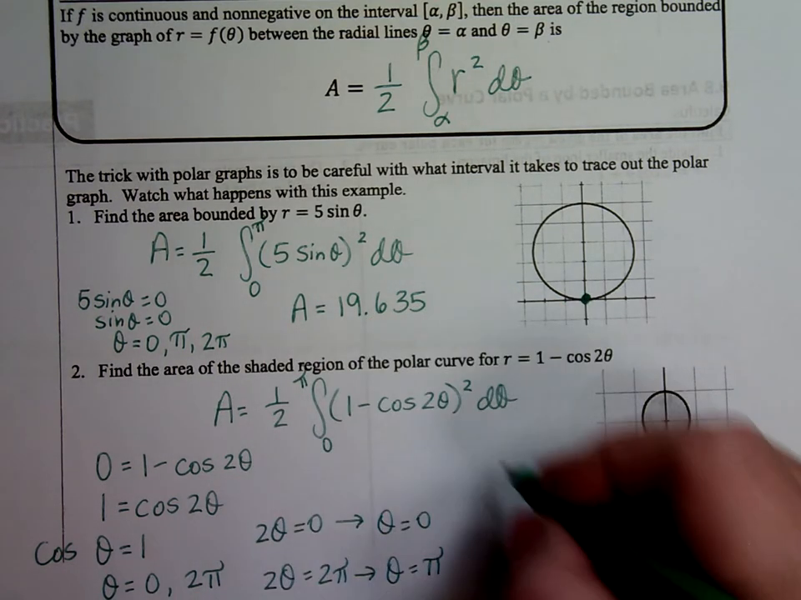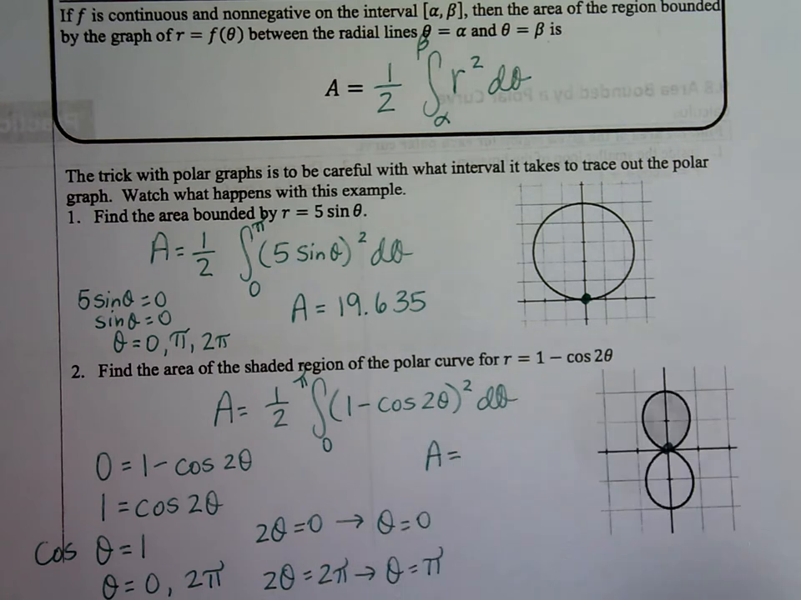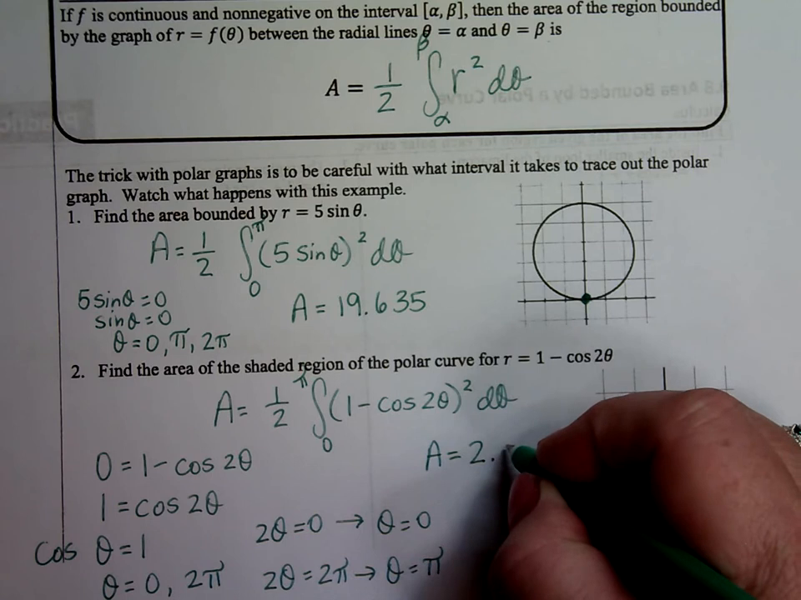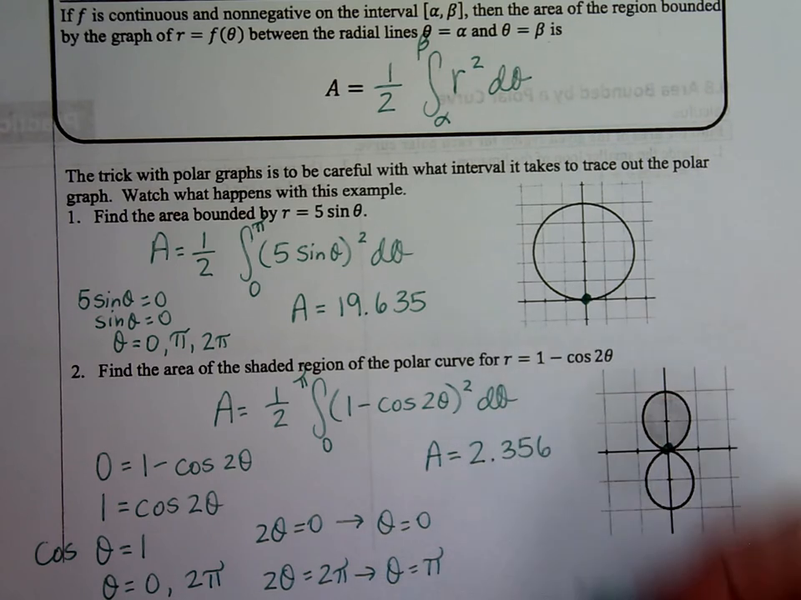So I go to my handy-dandy calculator again and say, pretty please tell me what this would be. 2.3356 is the goal.